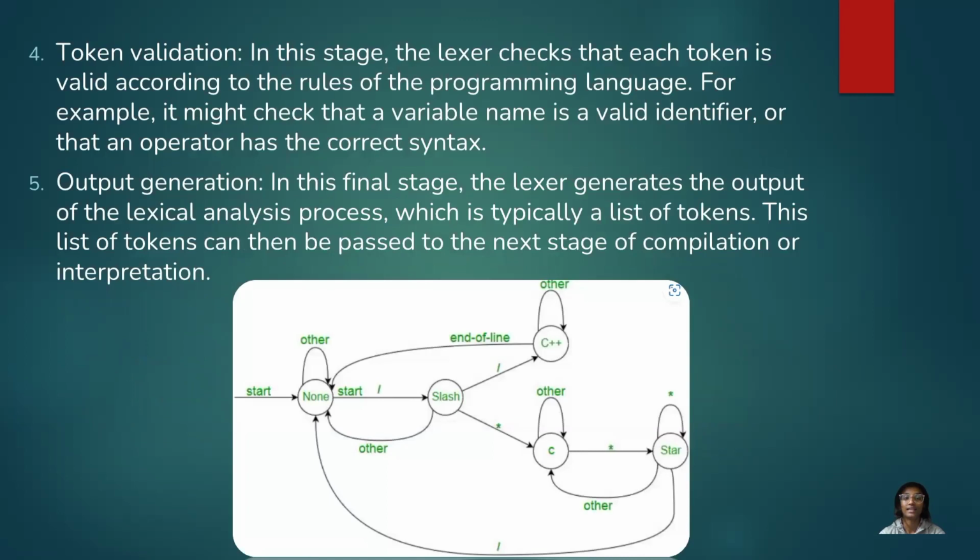Next, token validation. In this stage, the lexer checks that each token is valid according to the rules of the programming language. For example, it might check that a variable name is a valid identifier or that an operator has the correct syntax. Output generation. In this final stage, the lexer generates the output of the lexical analysis process, which is typically a list of tokens. This list of tokens can then be passed to the next stage of compilation or interpretation.